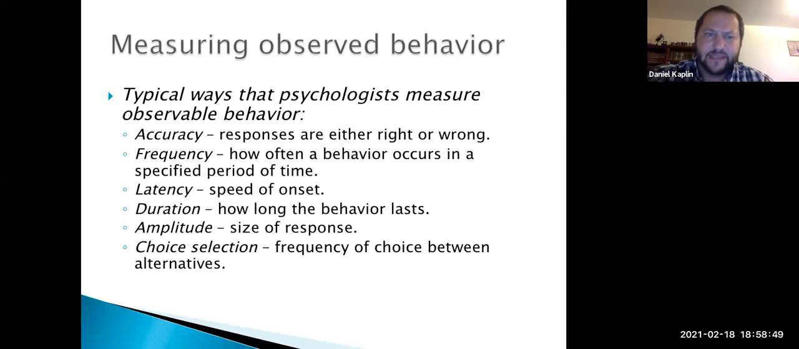Does that make sense? So latency is how long it took to start a behavior. Duration is once you started a behavior, how long that behavior lasted. Amplitude is the strength of the behavior or the size of the behavior. And choice selection is the frequency of a certain choice over the alternatives or another choice.